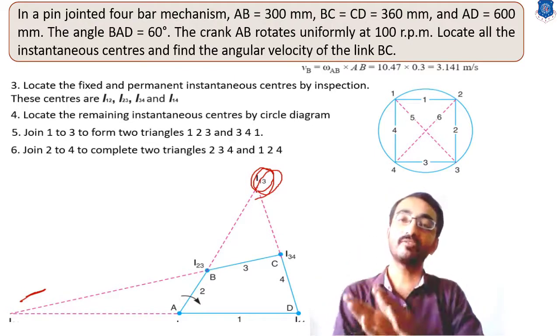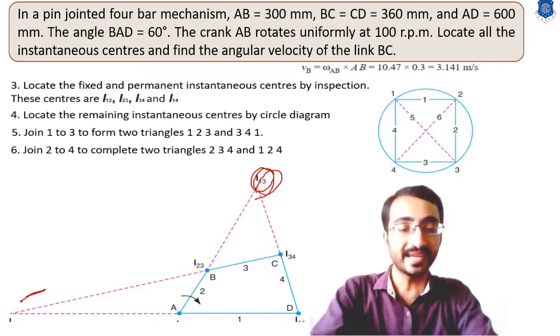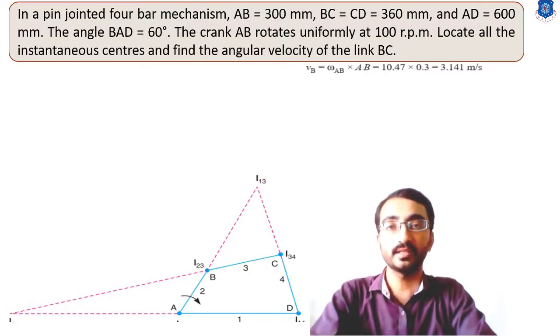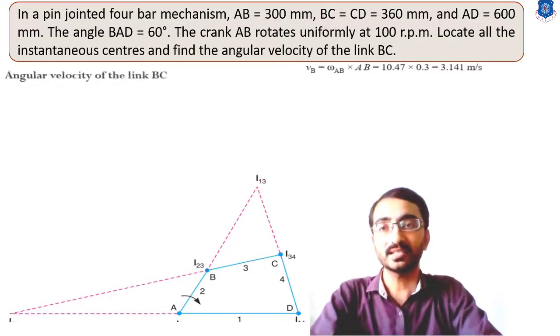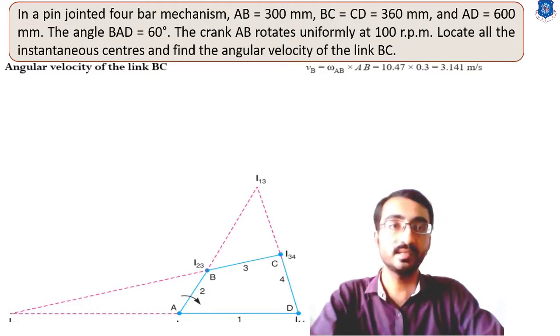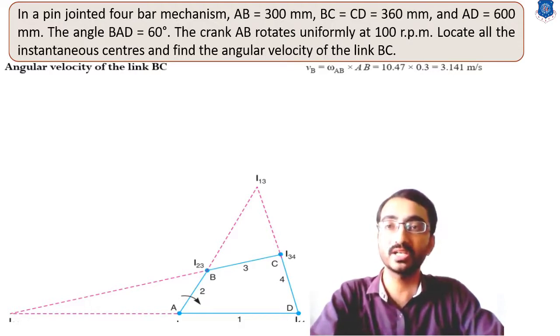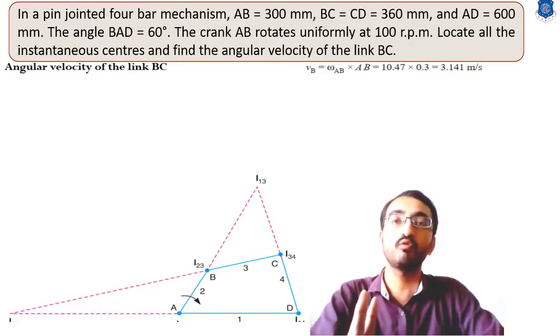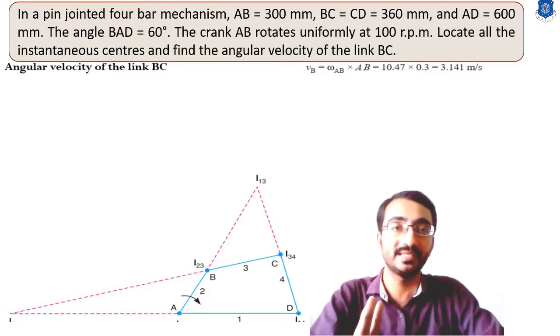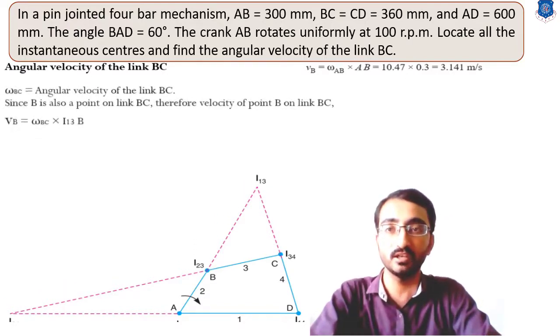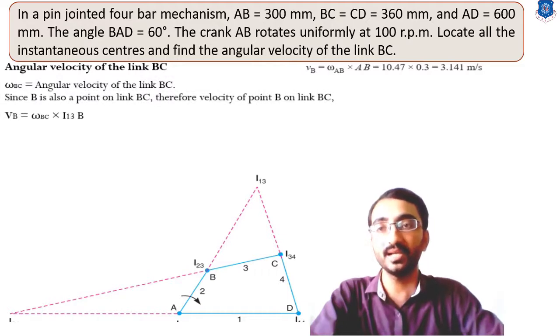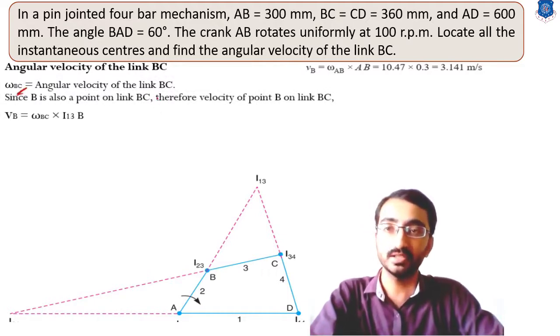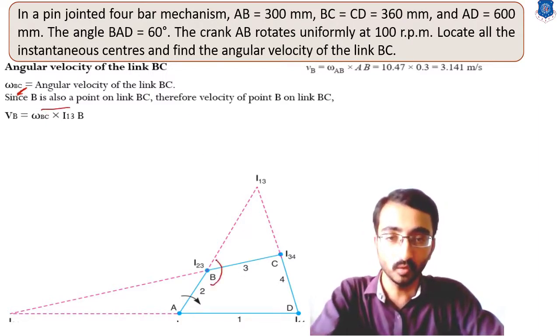Okay, now after sketching this diagram, you have to simply calculate what is asked in your numerical. First in this numerical we have to locate all the instantaneous centers, and second is to find the angular velocity of link BC. So for the angular velocity of link BC, we can say omega BC is equal to the angular velocity. Now B is making contact with point C.